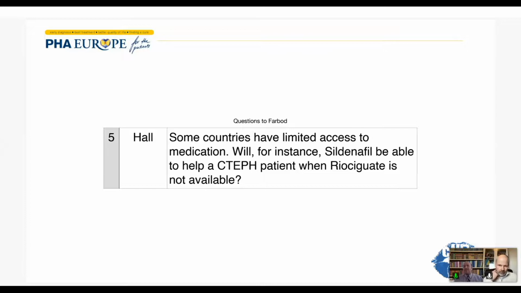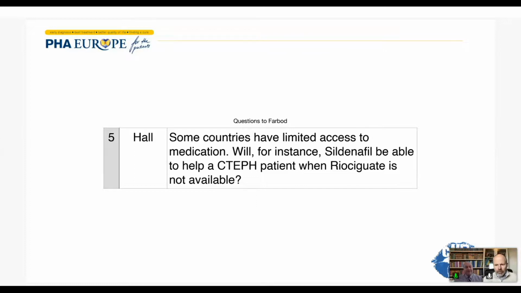However, even before riociguat was approved, many physicians had patients on things like sildenafil and tadalafil, just because these were patients who didn't qualify for a surgical intervention, and they had advanced PH. So pulmonary vasodilators in general, theoretically, can benefit patients with CTEPH.